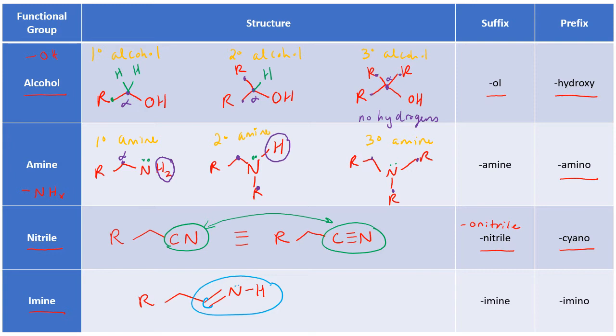And so the other bond to nitrogen would be with hydrogen. The suffix for naming imines is the same as the name for the functional group, I-M-I-N-E, or imine. If we named it as a prefix, it's called an imino group, not amino like an amine, imino with an I.